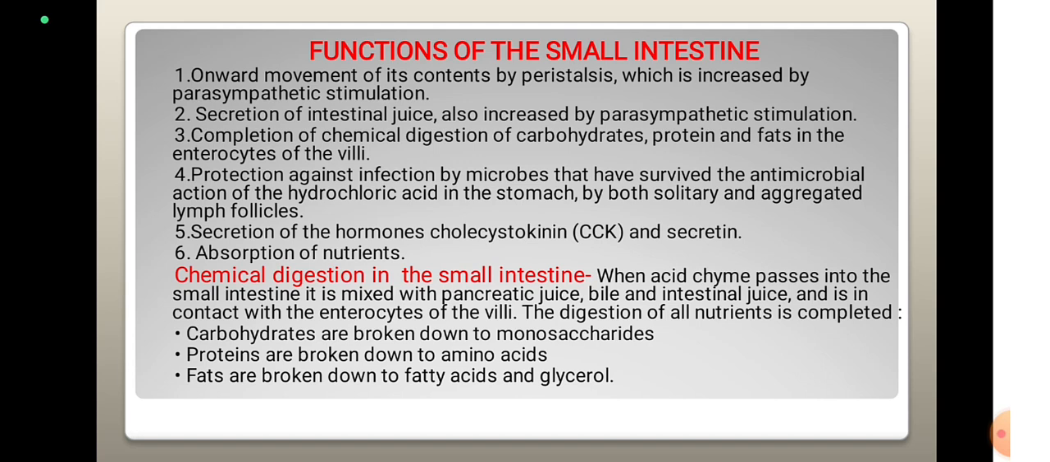Chemical digestion in the small intestine. When acid chyme passes into the small intestine, it is mixed with pancreatic juice, bile, and intestinal juice, and is in contact with the enterocytes of the villi. The digestion of all nutrients is completed. Carbohydrates are broken down to monosaccharides, proteins are broken down to amino acids, fats are broken down to fatty acids and glycerols.